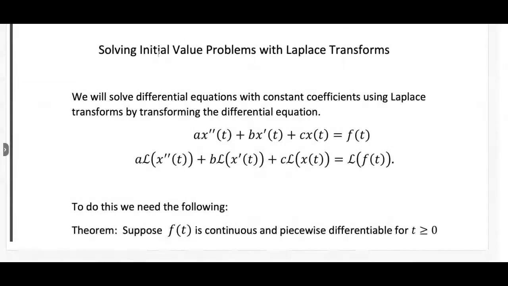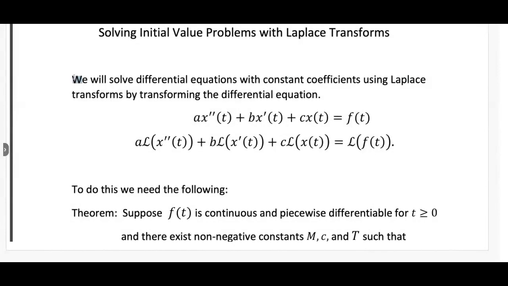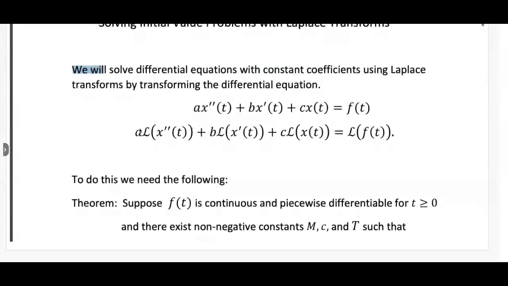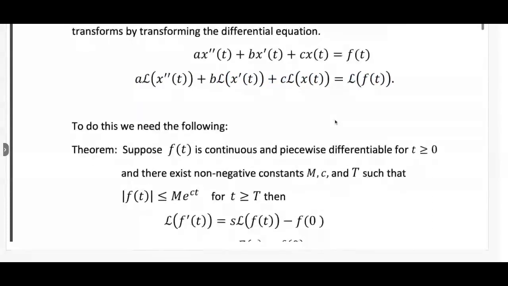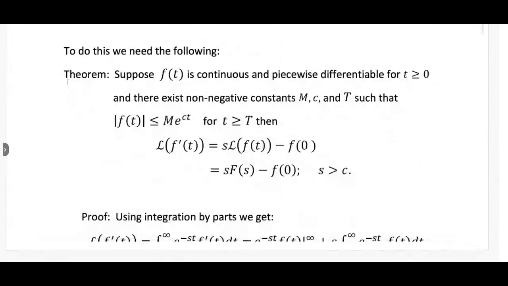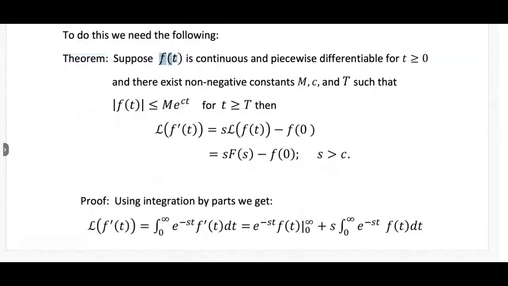Still Laplace transforms, but with the initial values now. So we'll solve differential equations with constant coefficients using Laplace transforms by transforming the differential equation. So this is similar to before, right? Now by linearity, those coefficients A, B, C can go before the Laplace transformation. So to do this, we need the following theorem. Suppose the transformed function is continuous and piecewise differentiable, which means we can ignore finitely many points that are not differentiable, for t greater than or equal to 0, so t not negative.